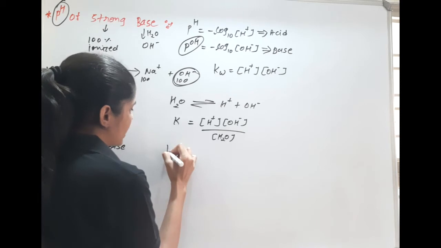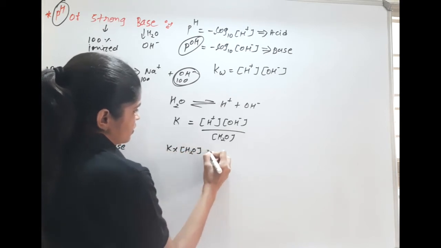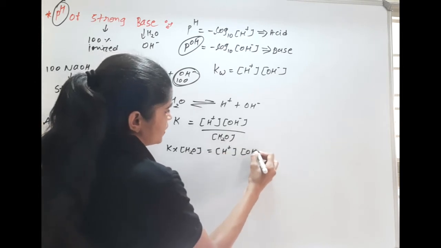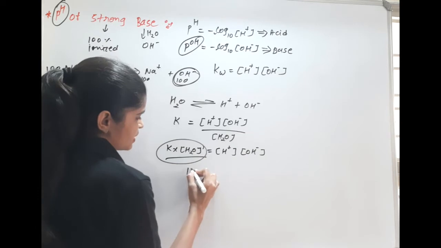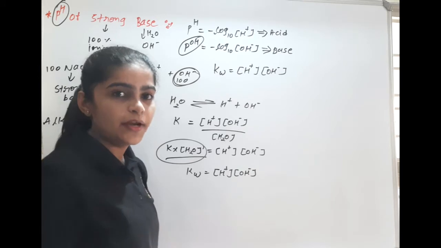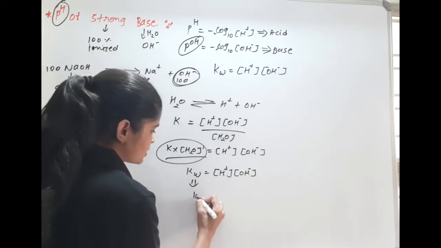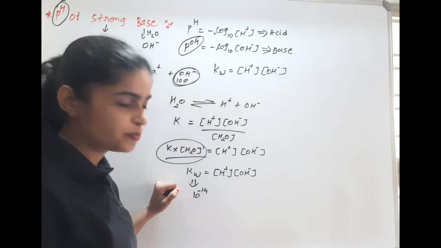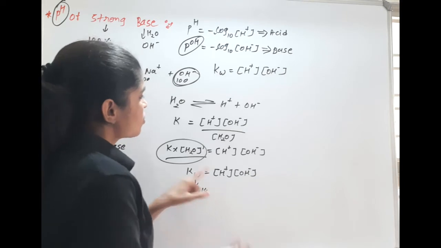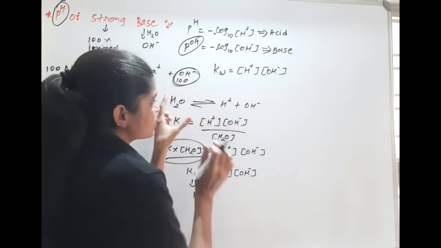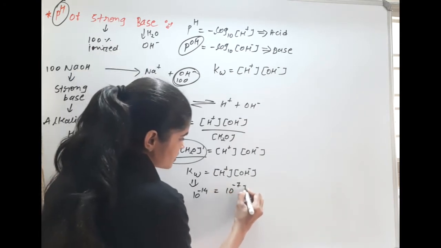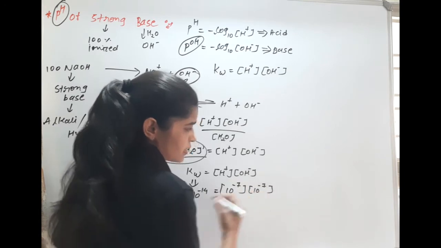Here H2O and K multiply, because H2O is a constant value, and this gives H plus and OH minus. Overall, this represents Kw is equal to H plus times OH minus. At room temperature, the Kw value is 10 raised to minus 14. In this equilibrium, the H plus and OH minus values are the same, so it is 10 raised to minus 7 and 10 raised to minus 7.